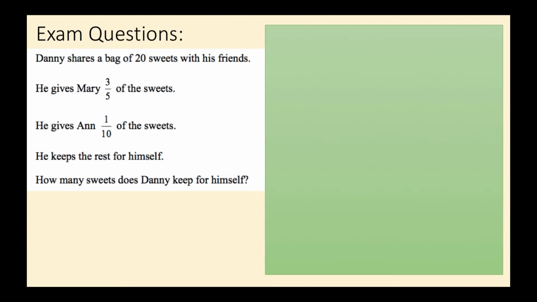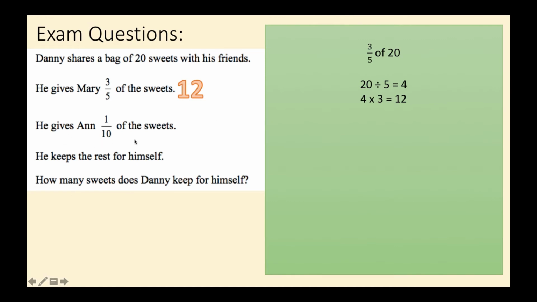Okay, so this one's nice. We've got 20 sweets, and Mary gets 3/5 of 20. So 3/5 of 20, I hope you've already done it. We're going to do 20 divided by 5 because it's on the bottom, which gives us 4. And then we're going to do 4 times 3 because it's on the top. Remember our rule, divide by the bottom, times by the top. So Mary actually gets 12 sweets. So I'm going to write that just there.